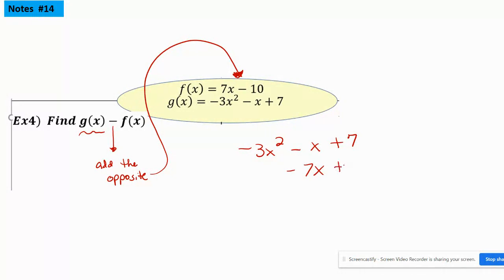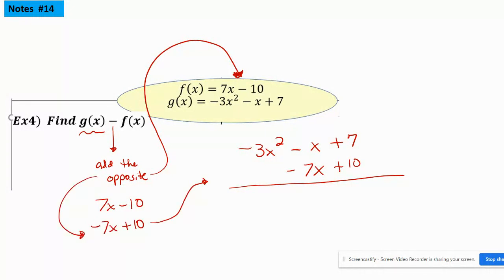I have negative 10, so I have to put the positive. So add the opposites. This is what I have, and then I'm going to change it. So add the opposite, negative 7x plus 10. That's what I put up over there. Add the opposites. That's what it means to do subtraction in math.